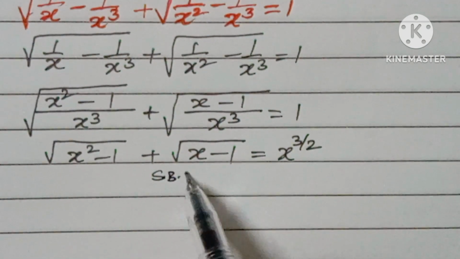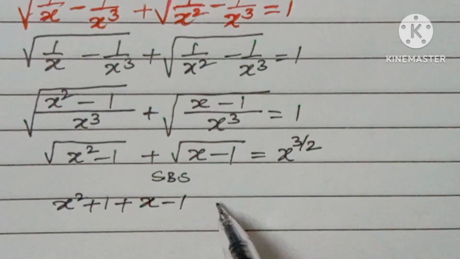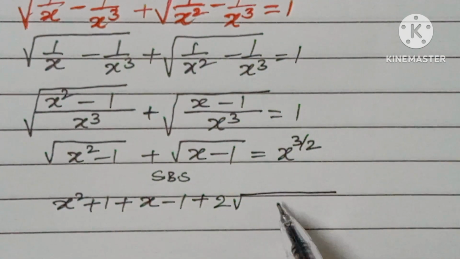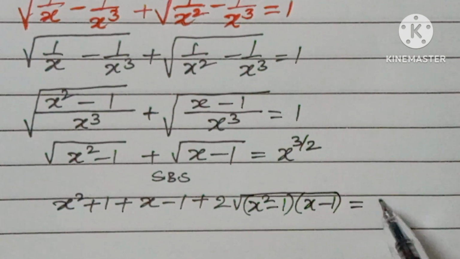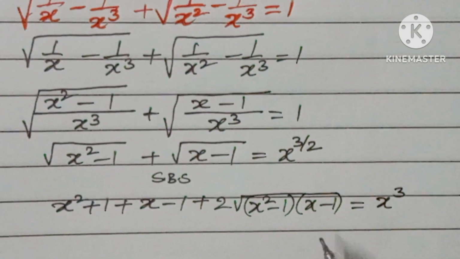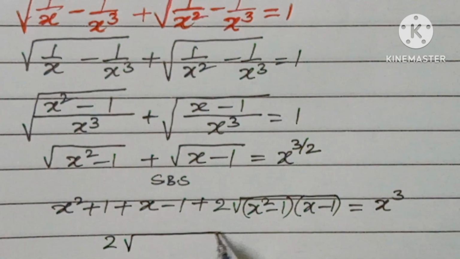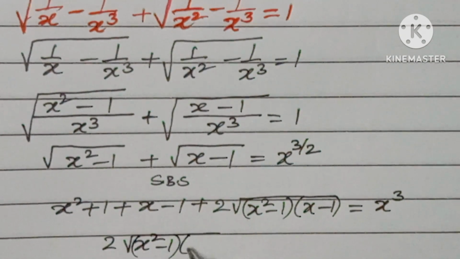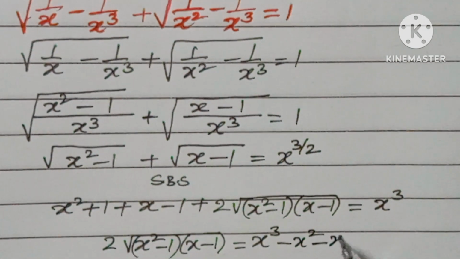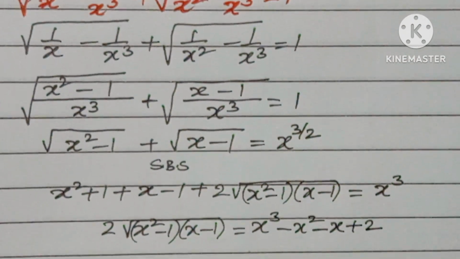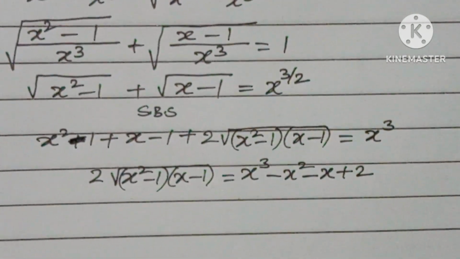Now if you do squaring on both sides, here a square is x square minus 1 plus b square is x minus 1 plus 2 root of x square minus 1 into x minus 1 is equal to x cube. Now here if you send all these terms to that side, 2 root of x square minus 1 into x minus 1 is equal to x cube minus x square minus x plus 2. So here you are getting the value like this.